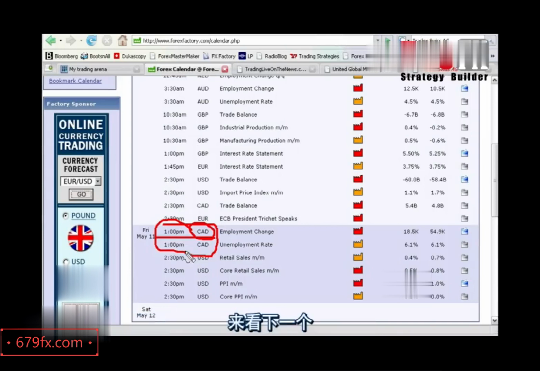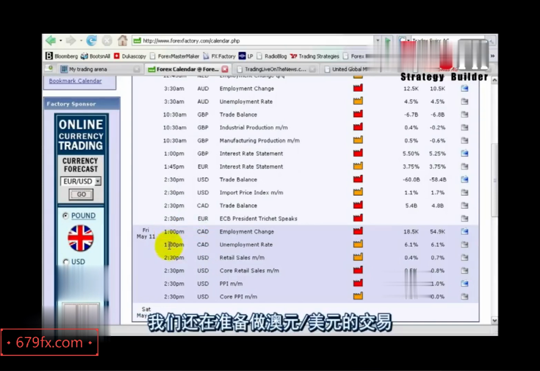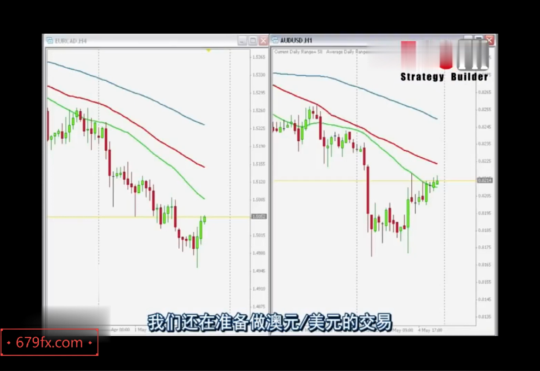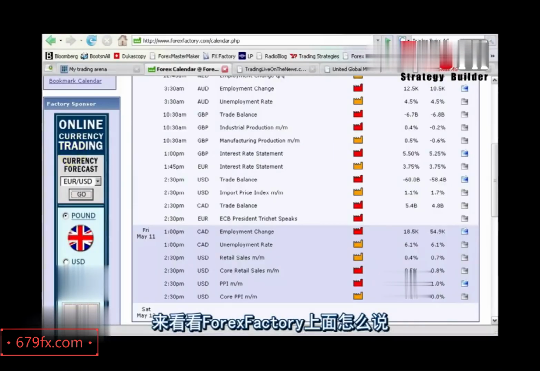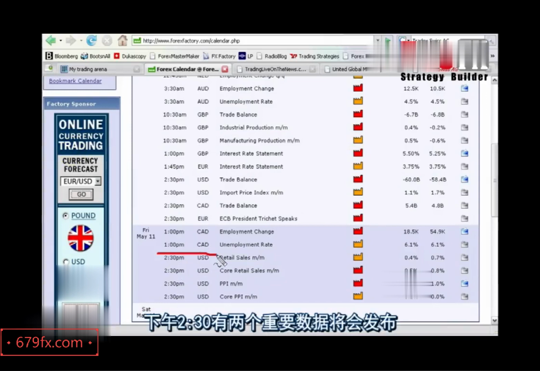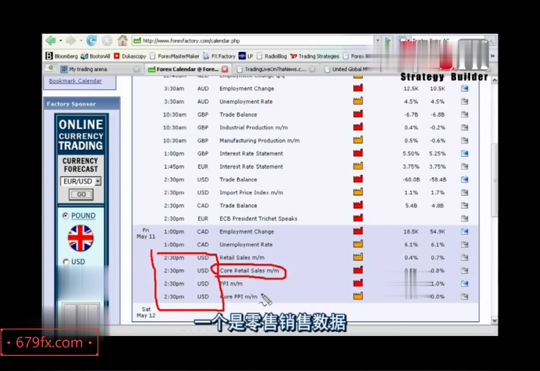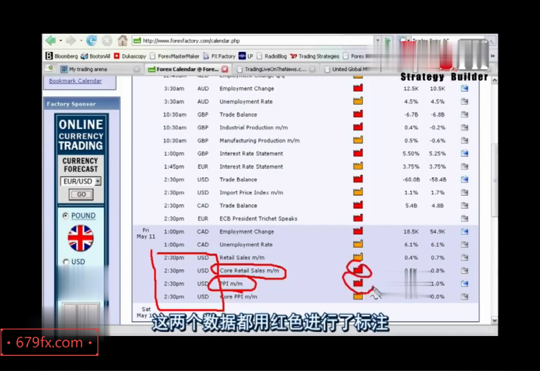Okay, now next one up, we were also monitoring a trade on the Australian dollar against the American dollar. Well, if we go to the Forex Factory calendar again, we see that at 2:30 p.m. we have 2 major announcements coming out. One is the retail sales, and the other one is the producers' inflation data. Both of them are labeled as high volatility announcements.